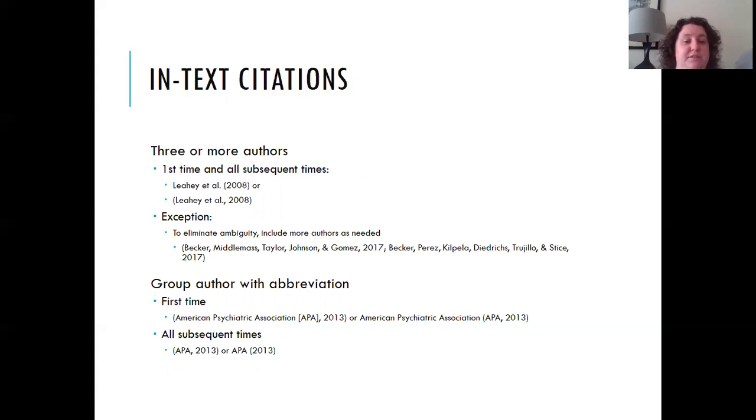3 or more authors, you always do et al. The only exception is if you're using 2 articles by the same person published the same year, then you would write them out. None of you that I've looked at are doing that, so you're good. So you're, again, using this et al.